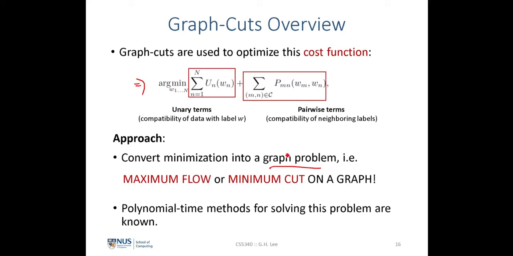It's just converting this into a graph, and we are going to perform a graph algorithm on this particular problem. Here, in particular, we are going to look at the max flow or the minimum cut algorithm on a graph, and we'll see that this results in the solving of the optimization of this particular cost function here in polynomial time.